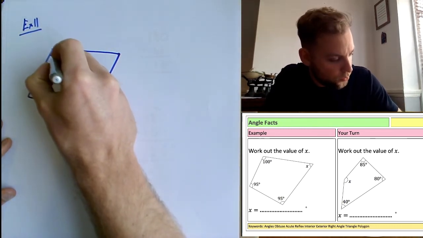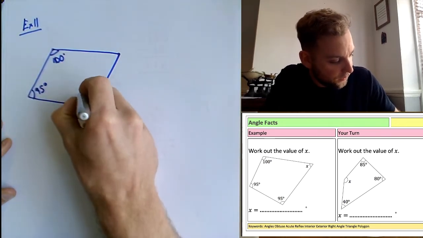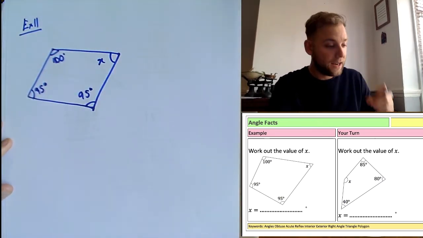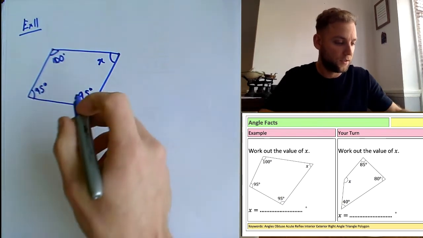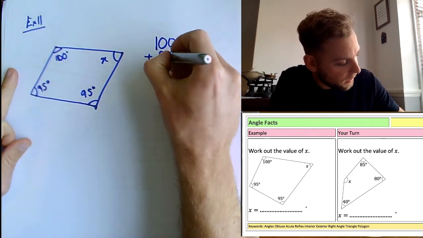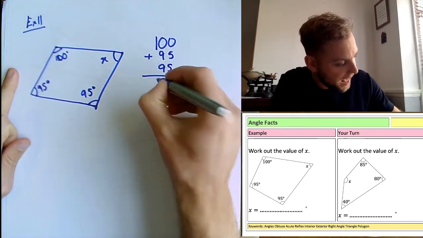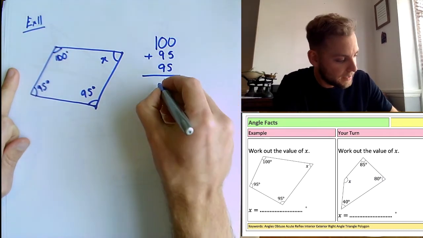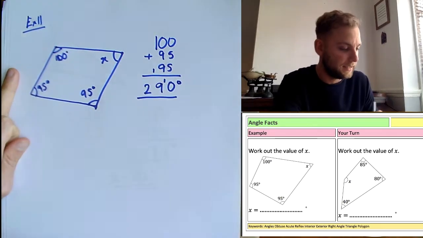So 100 here like so, 95 here like so, and 95 down here like so, and I'm trying to find angle X here. So I know that angles in a quadrilateral sum to 360 just from the GeoGebra file I've just showed you. So the first thing I need to do is to add these together. So 100 plus 95 plus 95. The 0 plus 5 plus 5 is equal to 10, carry the 1. 9 plus 9 is equal to 18, plus the 1 is equal to 19, carry the 1. And then 1 plus 1 is 2, so that's 290.